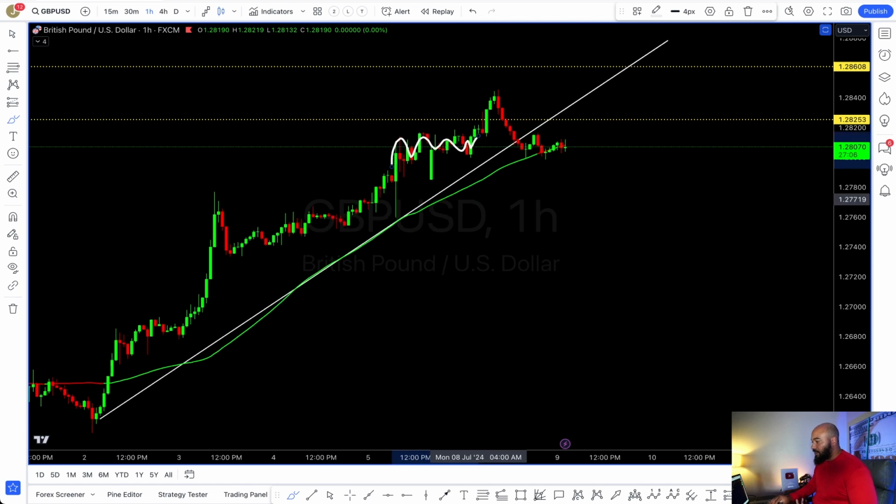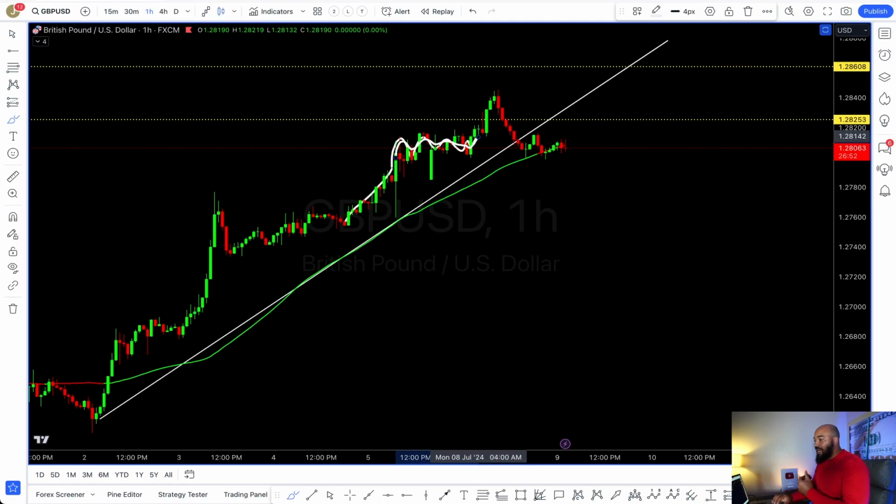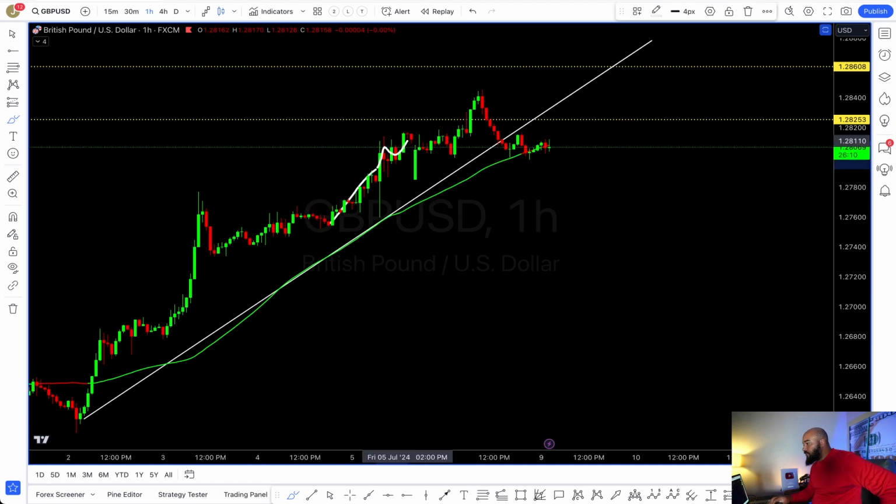See that? Can your eyes see that? Everything is like straight up, straight up, straight up, and then it stops going straight up and it kind of went sideways. Consolidation, accumulation, whatever fancy words you want to call it. That's what my eyes see. You see how it's going up and then it kind of went sideways. So that's the structure.